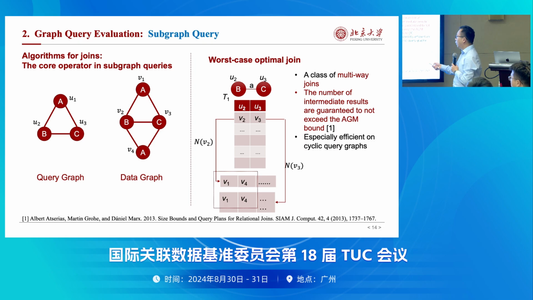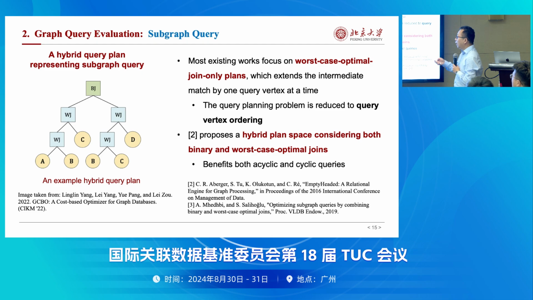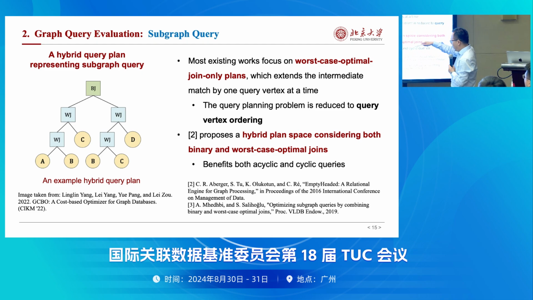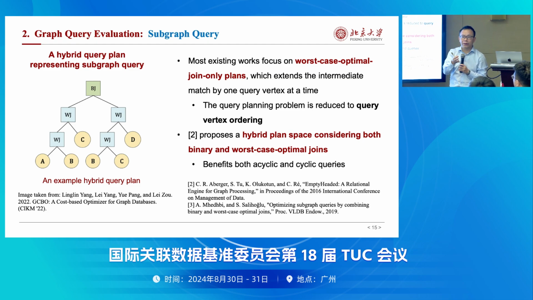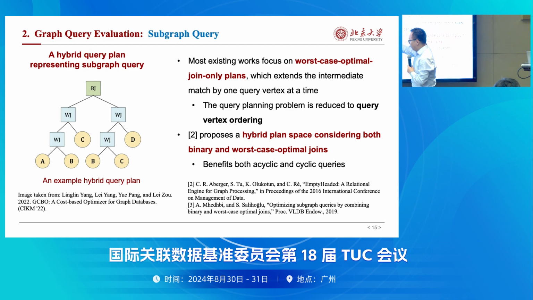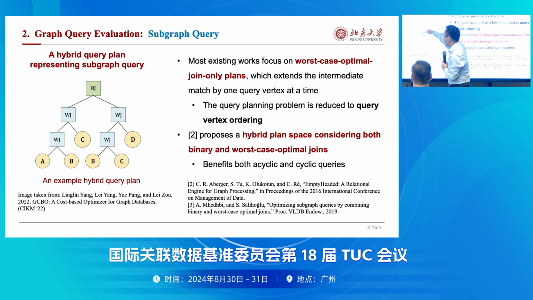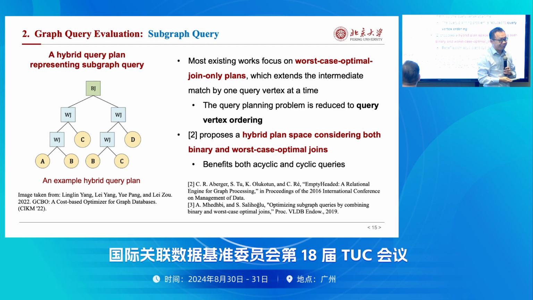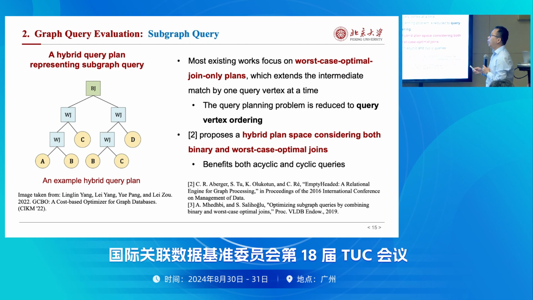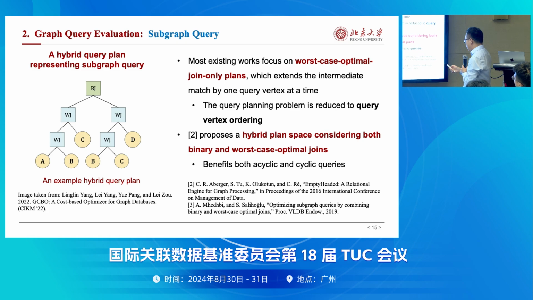These are two different plans for the subgraph query, and a series of papers propose the hybrid query plan. In the hybrid query plan, it means that in each join step, we choose a different join method, either binary join or worst case optimal join. For this one, in the first step we use the worst case optimal join, and finally we use the binary join. So this is the hybrid query plan for the subgraph query.